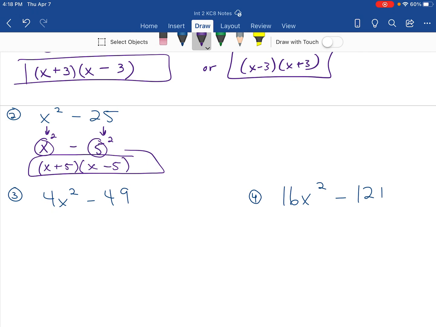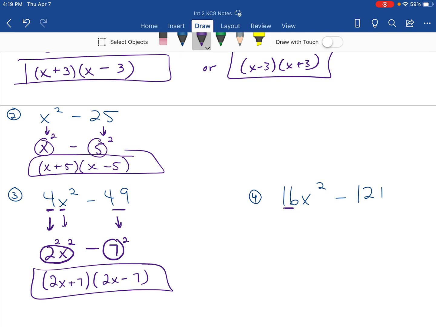Now, 3 and 4 are a little different. You will notice that you have a number in front of the x squared, and that's okay because 4 is also a perfect square. So not only am I going to have x be a perfect square, I'm also going to have 49 and 4. What number squared will give you 4? Well, the answer to that is 2. So I have 2 squared x squared minus 49, which will be 7 squared. Now I have 2x as one of my terms and 7 as my other one. So I have 2x plus 7 times 2x minus 7, and I'm done.